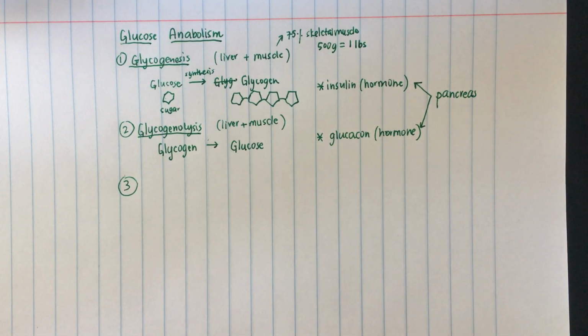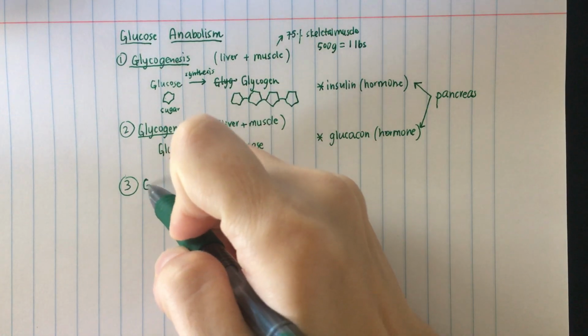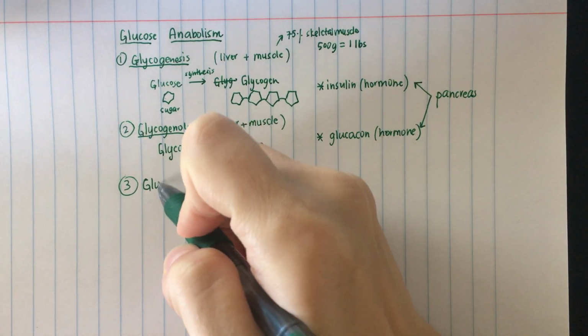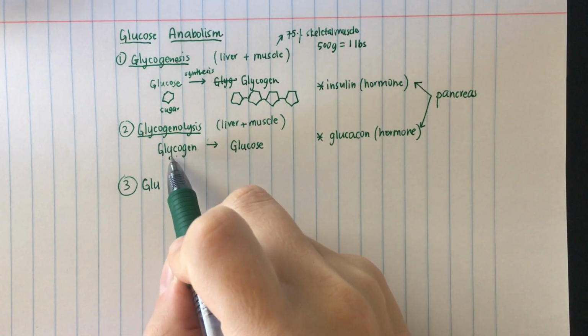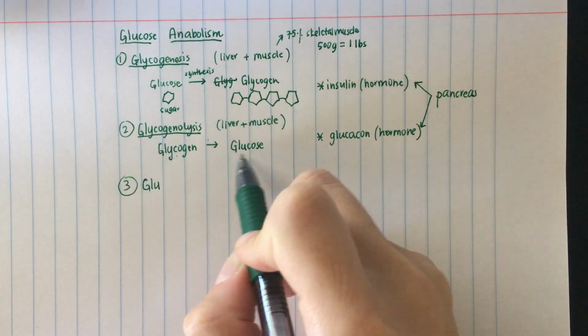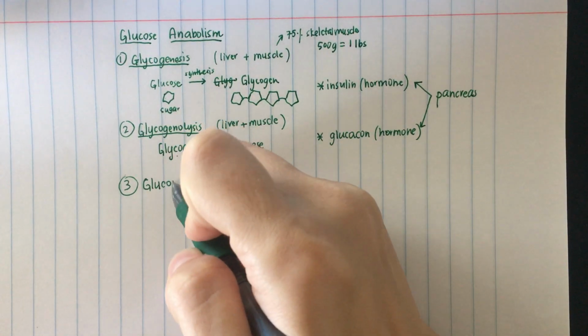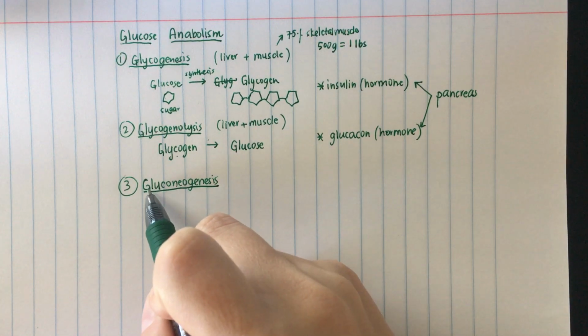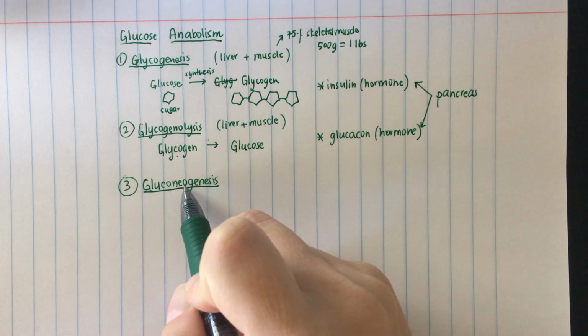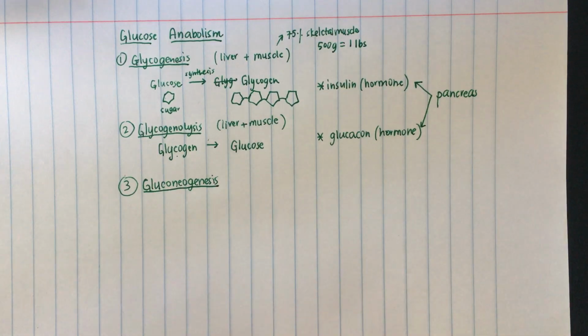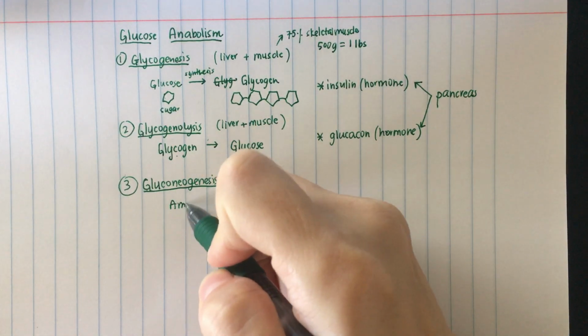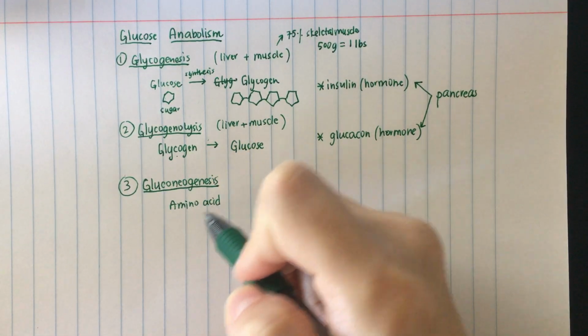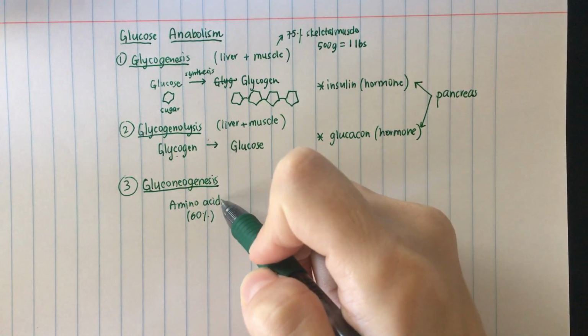This process of creating glucose from fats or proteins is called gluco. So it's not glycogen, it's glucose. Gly is glycogen, and glu is glucose. So this is called gluconeogenesis. Okay, and this is glucose new genesis, birth of new glucose, and it can be formed from the amino acids in the body. Not all amino acids, only about 60% of all types of amino acids can be converted into glucose.